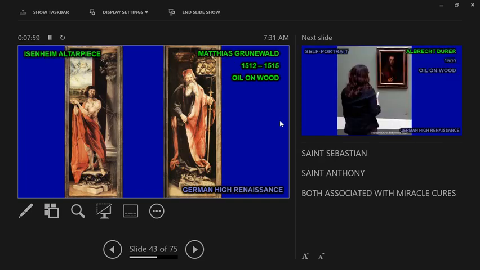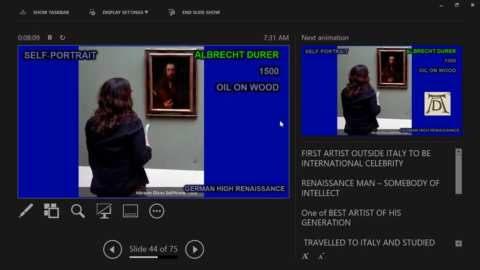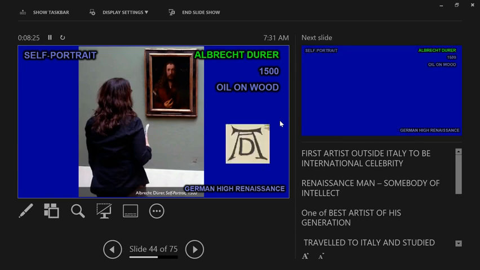And then on the sides of this, we have St. Sebastian and St. Anthony, and they are associated with miracle cures. All right, and I want you to know who Albrecht Dürer is. He is the first artist outside of Italy to be an international celebrity. Oh, one reason I like this guy is he's got a really cool signature.